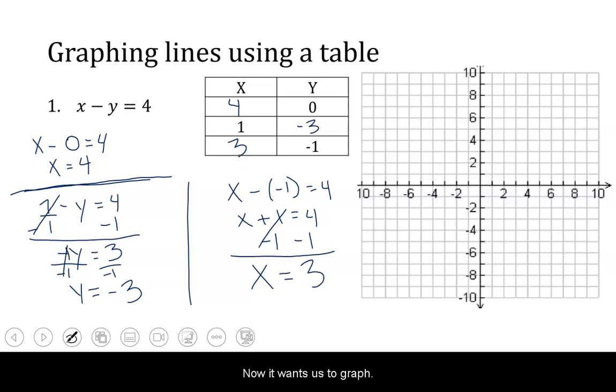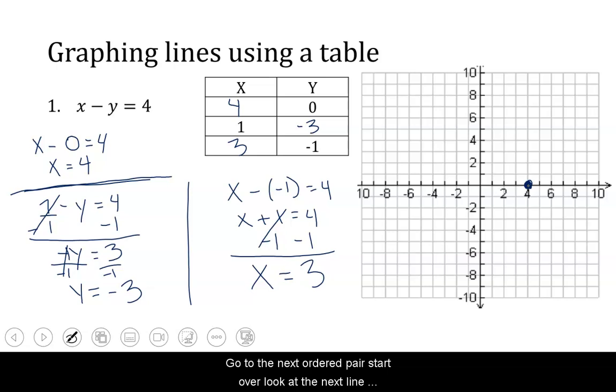Now it wants us to graph. So use our ordered pair. So start in the center, and our x is positive 4. So I'm going to go to the right 4, and the y is 0. So I'm not going to go up any. So our first point is on the x-axis at positive 4. So mark your point. Go to the next ordered pair.